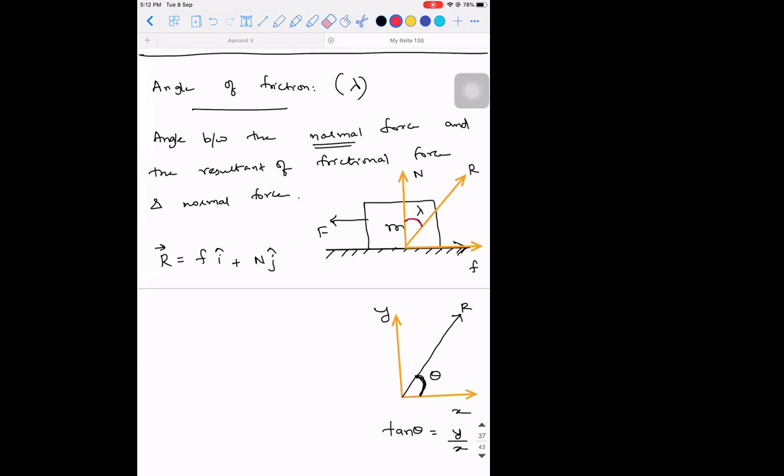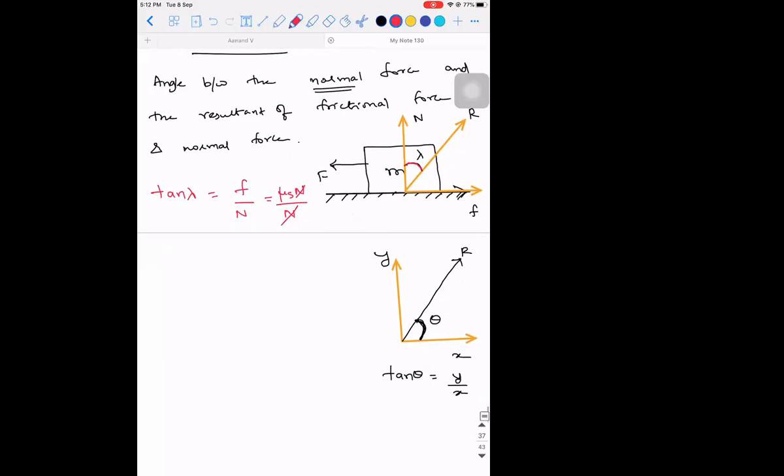In a similar way, if you take this angle as lambda, can I write tan lambda is equal to what? With respect to lambda, what is the opposite? Friction. Friction divided by the adjacent, which is normal. But friction is nothing but mu s into N, and normal is N only. N and N will get cancelled. The answer will be mu s. So tan lambda is mu s.